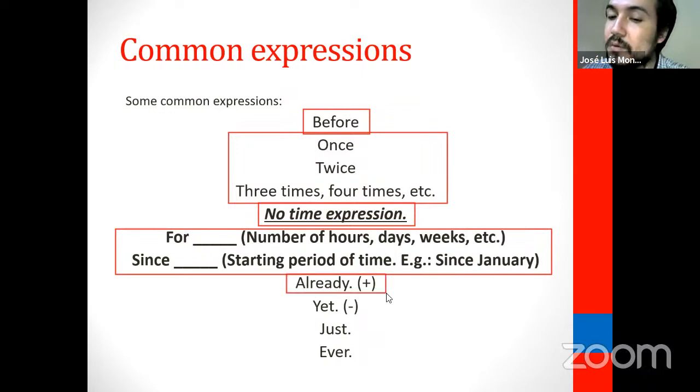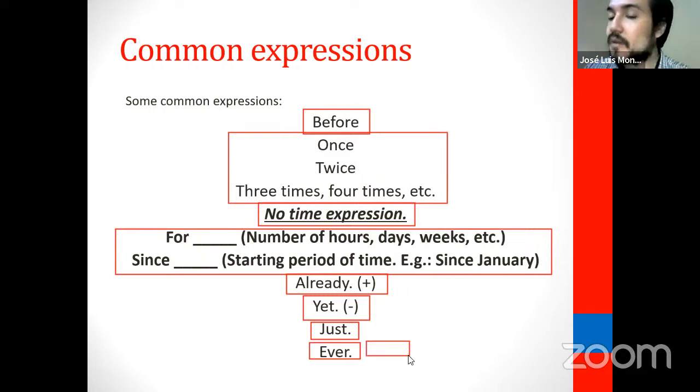Then you have already, for emphasis on affirmative actions that happened; yet, for emphasis on negative actions that haven't happened yet; just, for emphasis on the idea of simply or recently; and ever, for some questions, to ask about any time during your entire life. And you can also use never, which is not here, as a negative meaning for an affirmative sentence. Okay, so these are the expressions that I just want to reinforce for this lesson. Let me know, please, if you have any questions or comments before going to the practice, or the sentences that I'm going to give you, Matilde.